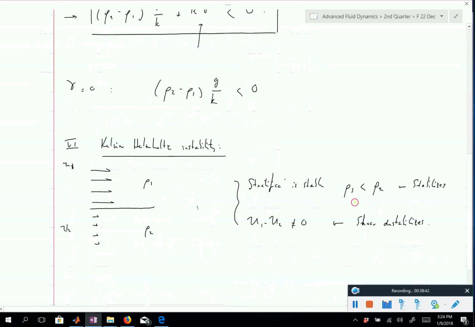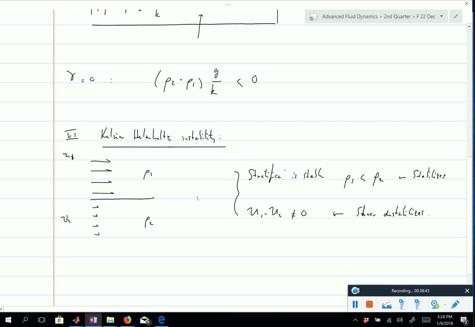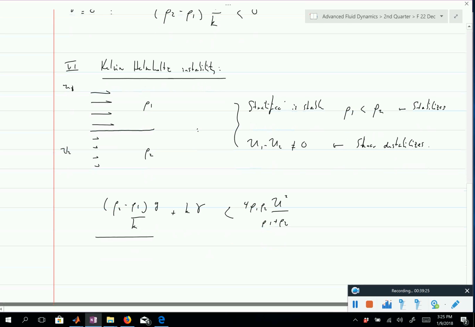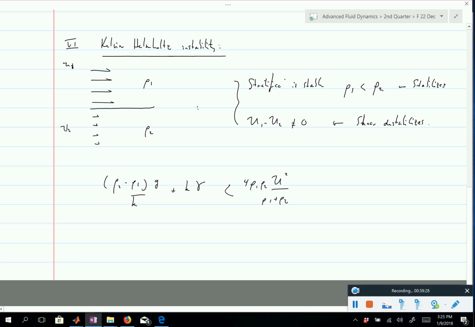Right, and so here our instability criterion is the following. So we have that, here, we write it again. So (rho 2 minus rho 1) (rho 1 G divided by K plus K gamma) is equal to 4 rho 1 rho 2 U squared. And here I could be making mistakes when I'm copying, because I'm copying quickly. Sorry, this is our instability criterion.